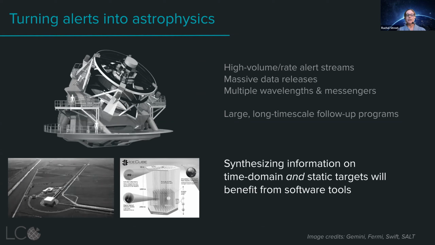And of course, the challenge with Rubin is that it will produce a massive amount of data. So synthesizing information on targets of interest is going to involve managing all of that data, bringing together catalog information, and if you do need follow-up observations, managing a very large-scale follow-up program over a long period of time. And this is where software tools can really help.